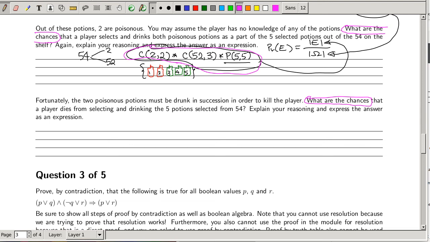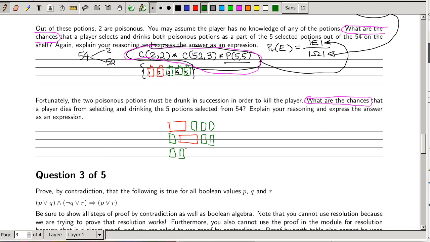There are several ways to look at this. Let me think about how to present this. One way is to combine the 2 poisonous potions and just say, these are the 2 poisonous potions, and these are the 3 non-poisonous potions. Obviously I have not assigned the digits to these things, but I don't have to do it just yet. And then the other way is to put a non-poisonous potion first, then 2 poisonous potions, and then 2 non-poisonous potions after that. And you can see where this is going.